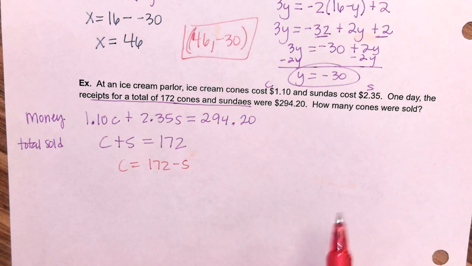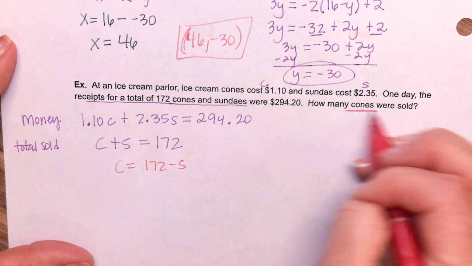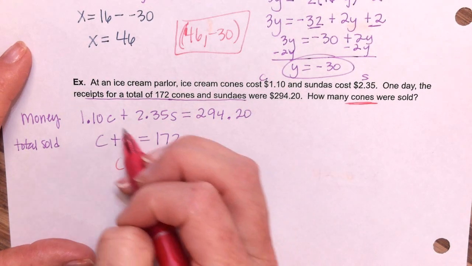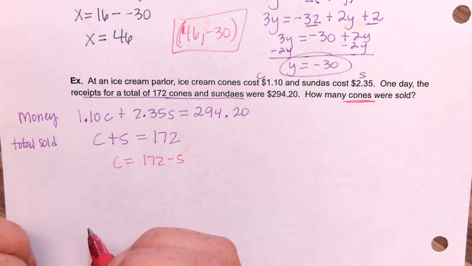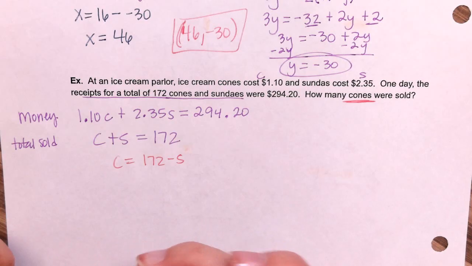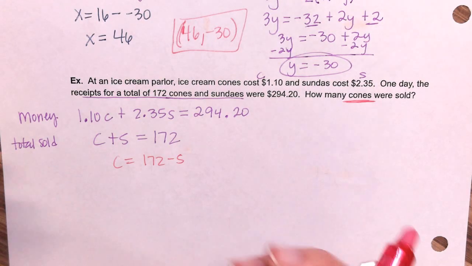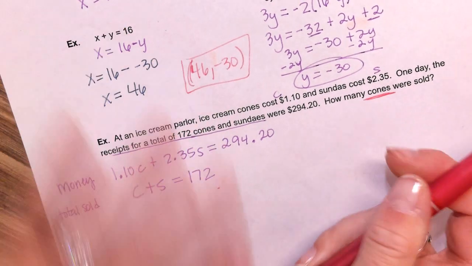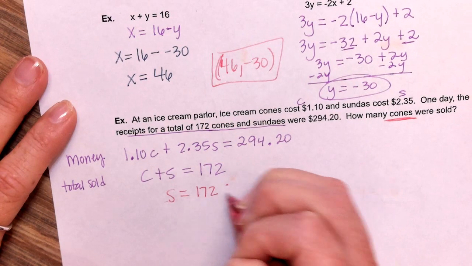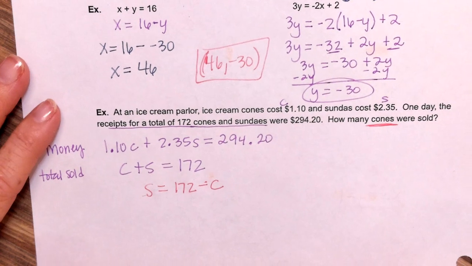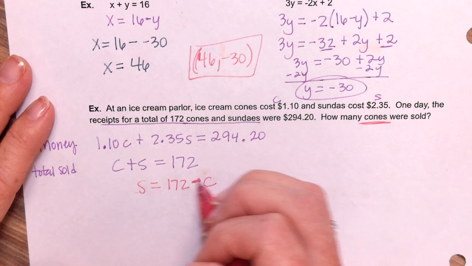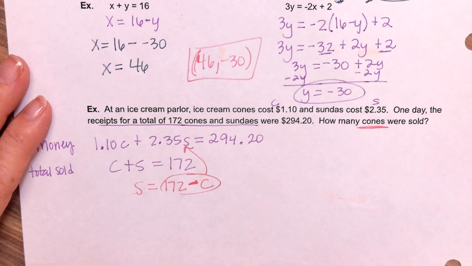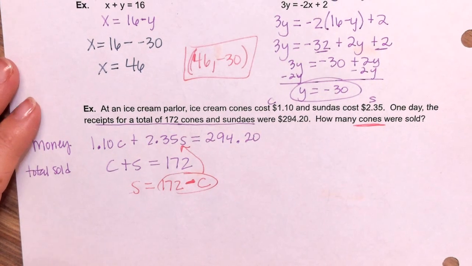Do y'all see what y'all just did though? The question asked for what? Cones. But we're going to use this and plug in for that, and we're going to end up solving for S. So would that one be more beneficial, or would solving for S be more beneficial? S. Doesn't matter though. Okay, but I want to do it easier. So I'm going to solve for S. S equals 172 minus C. So I'm going to take this and plug it in for that S. Yes or no?